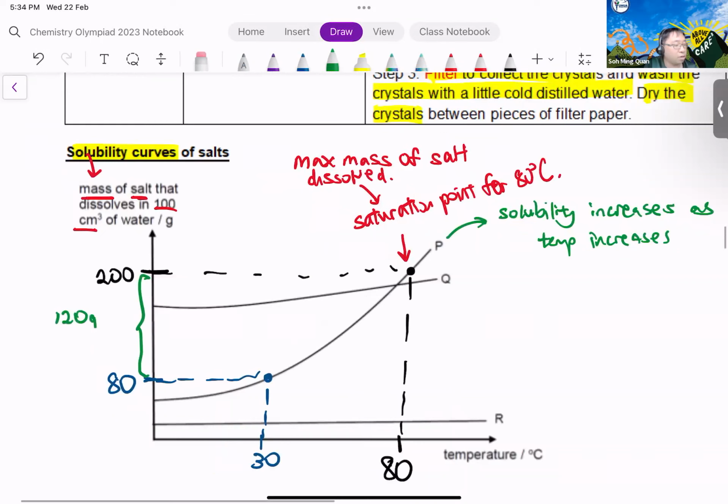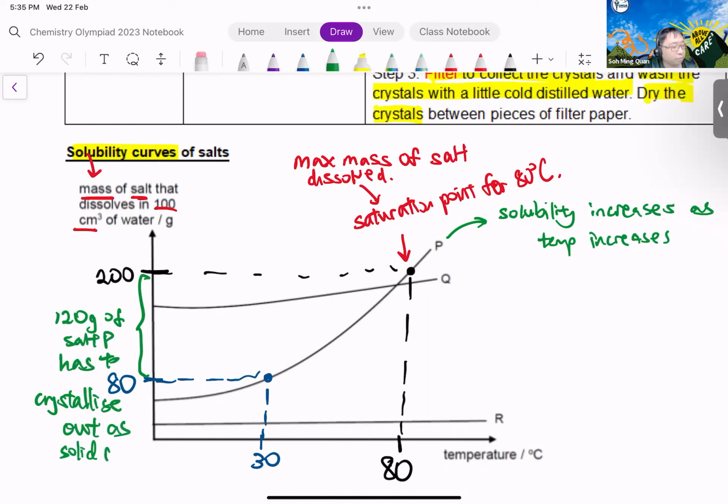120 grams of the salt, P, has to crystallize out as solid crystals. So that's how crystallization works. You are making use of the fact that solubility is lower when it's cold, higher when it's hot. So when you cool things down, the solubility decreases, and as a result, it has to crystallize out. So in this case, 120 grams of the salt will crystallize out.